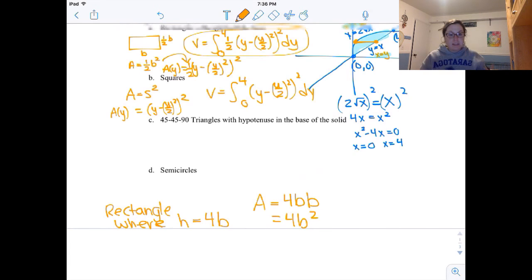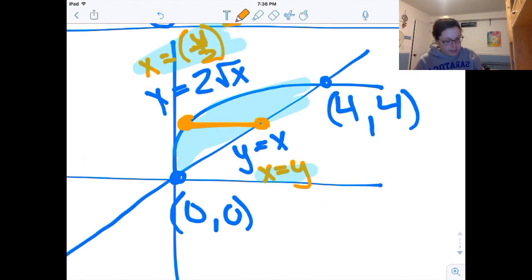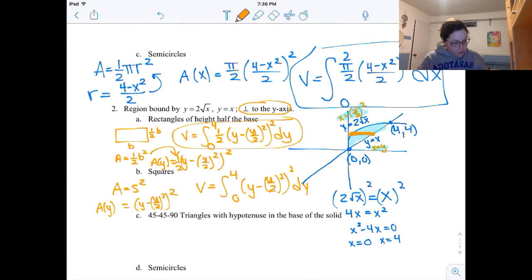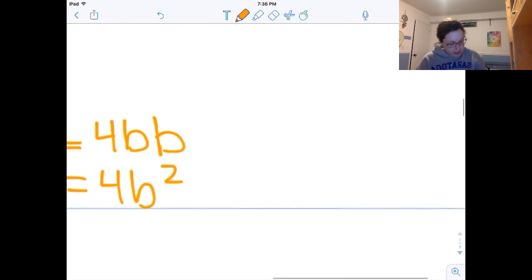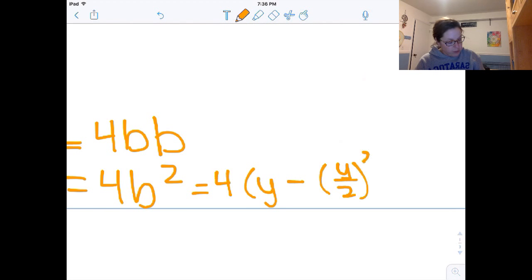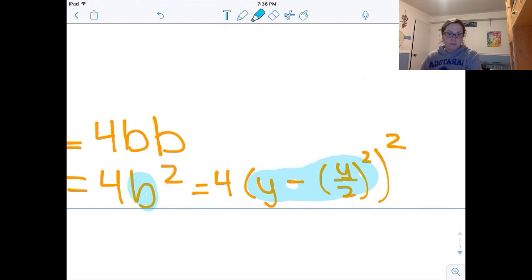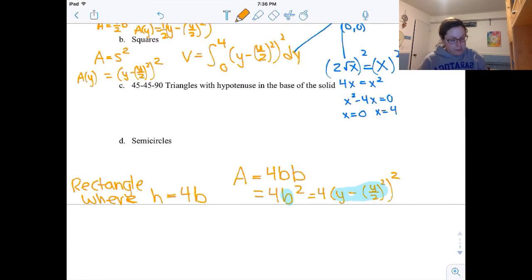And then I would need to plug in what I know the base length is. So again, the base length of any rectangle or any shape you lay on here would be the difference between those, right? So my base length is y minus y over 2 squared. And that base length is being squared. So I'm just plugging that in where b is here. So that's the area function.